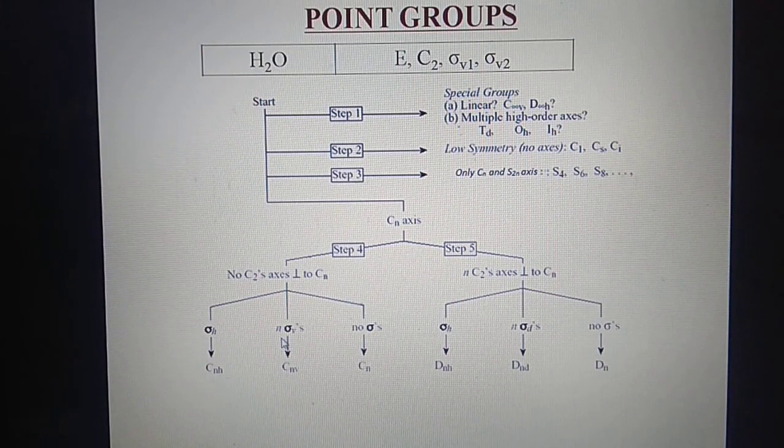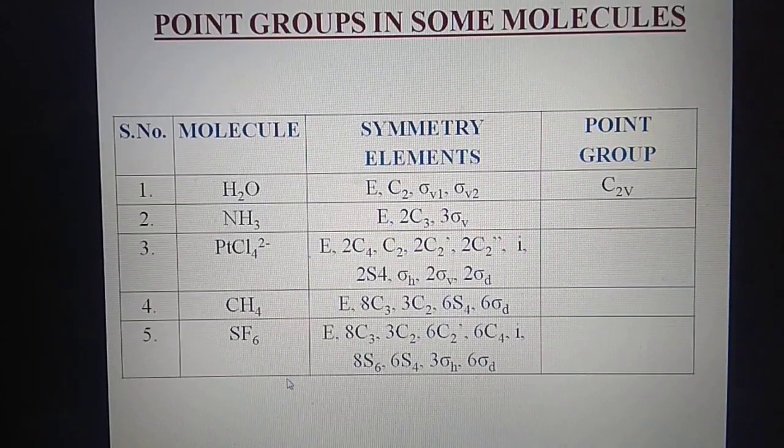Yes. In the water molecule, there is an identity, then there is a Cn axis, the principal axis where n value is 2, and there are 2 sigma v's. Hence, the point group for the water molecule would be C2v where n value is 2. So, hence, the point group for the water molecule would be C2v.